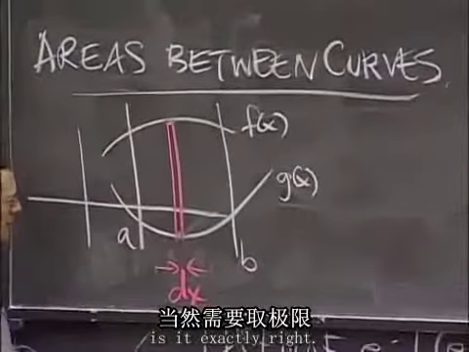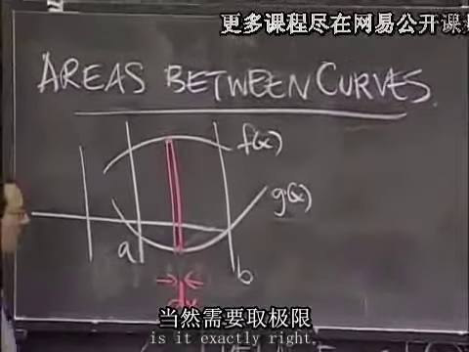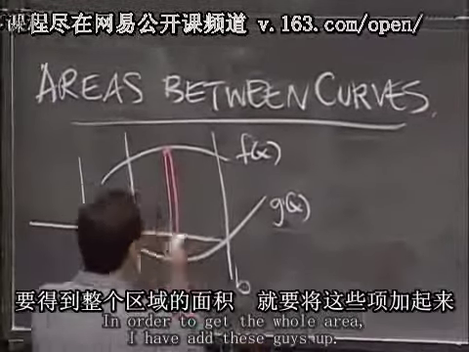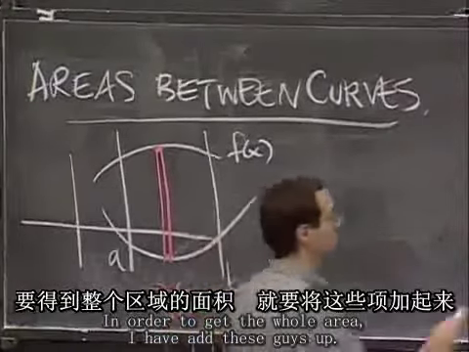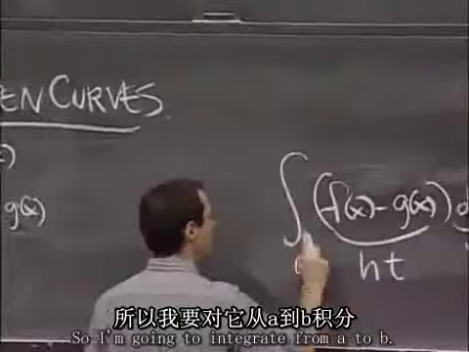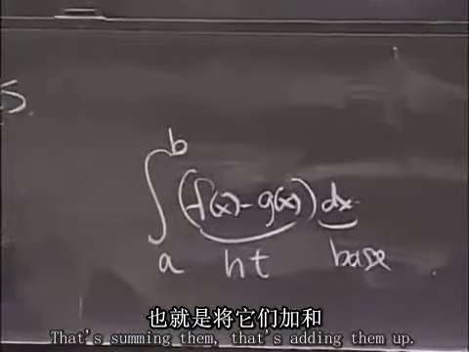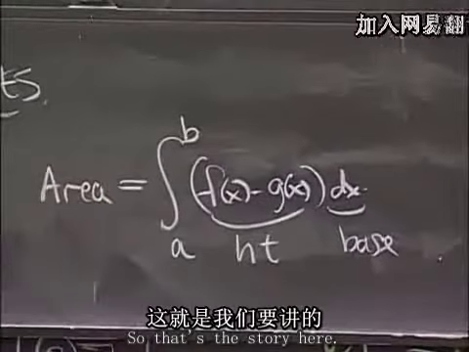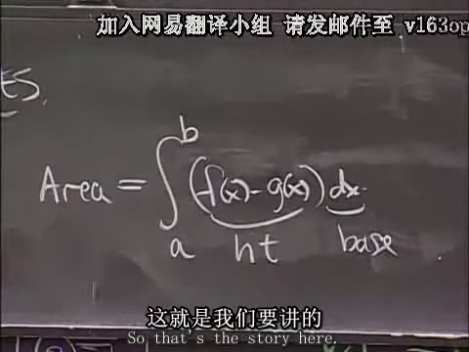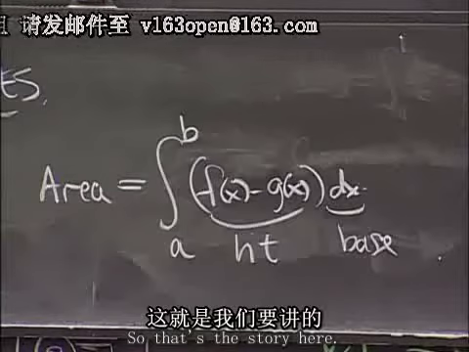Is it exactly right? In order to get the whole area, I have to add these guys up. So I'm going to integrate from A to B. That's summing them, that's adding them up. And that's going to be my area. So that's the story here.